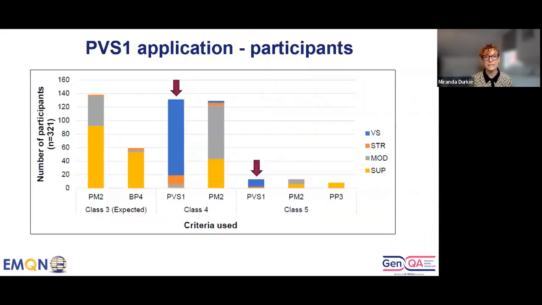Next slide, please. Looking then at the participants' application of PVS1, on the left-hand side, the class 3 expected, you can see the participants didn't use PVS1, but when you move into class 4 and class 5, the majority of participants did use it and tended to use it at that very strong strength, which really would not be appropriate for this variant.